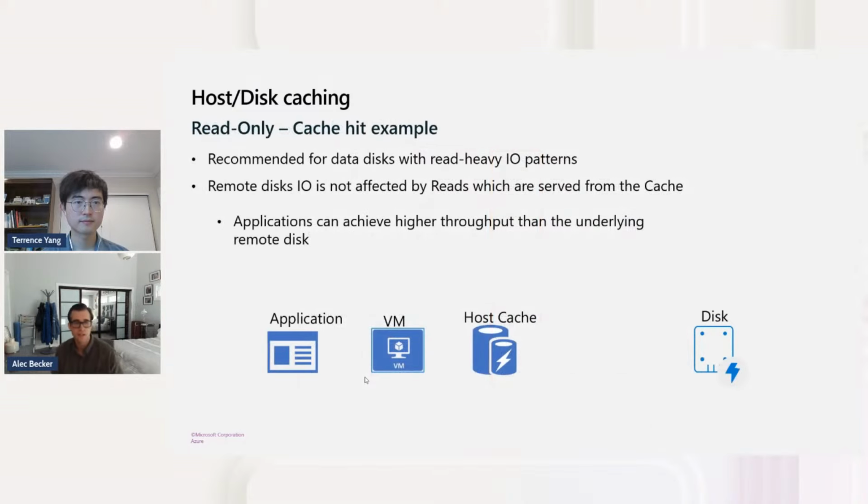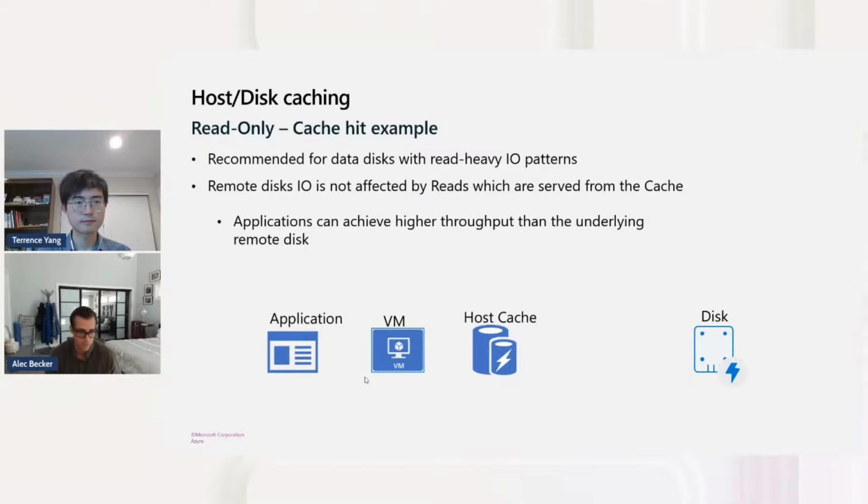Cool. Let me give you an example of how a read-only cache hit would actually work. We recommend this for data disks with heavy read IO patterns. When the IO is served off the host cache, the disk's performance is not affected whatsoever, and it's just served up from the cache. Your application can actually achieve higher throughput than the underlying remote disk because of this.